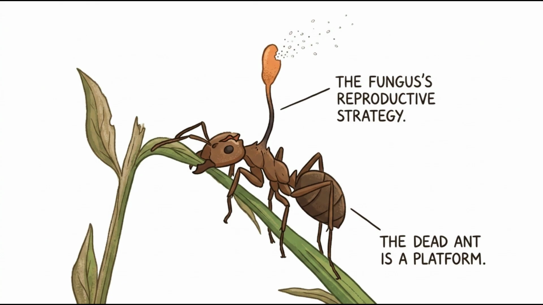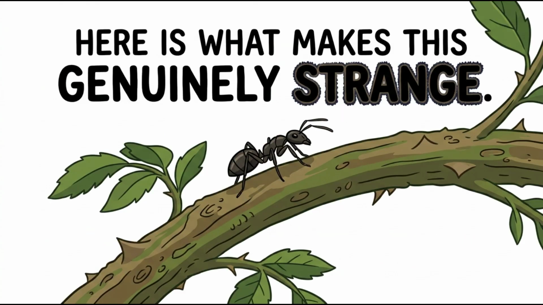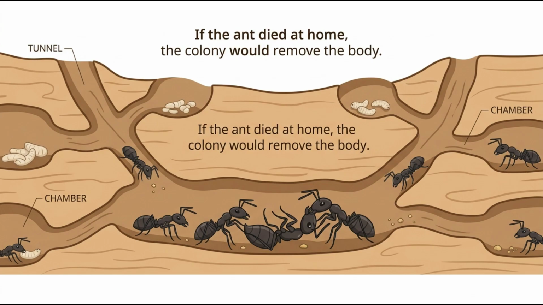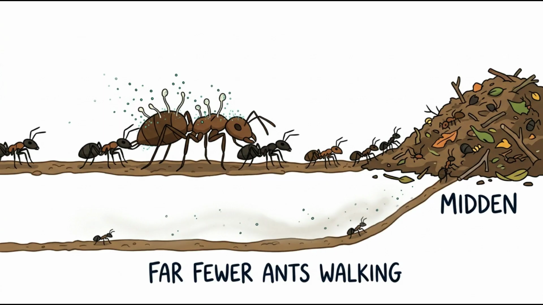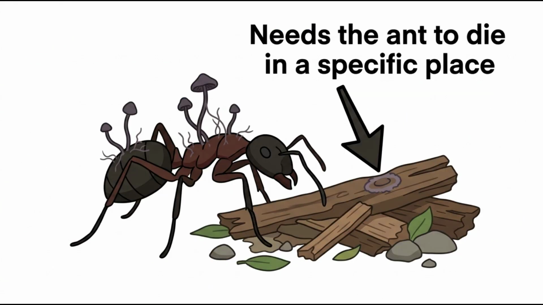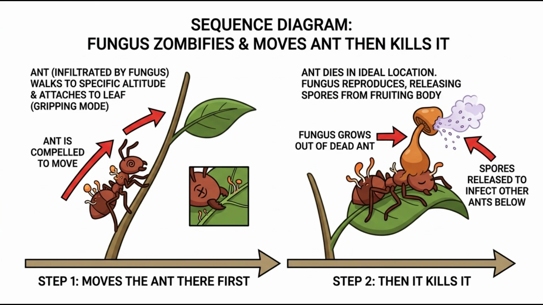The dead ant is a platform. Here's what makes this genuinely strange. The fungus does not benefit from killing the ant in the nest. If the ant died at home, the colony would remove the body, carry it to a midden, and the spores would disperse in a location with far fewer ants walking through. The fungus needs the ant to die in a specific place, so it moves it there first, then it kills it.